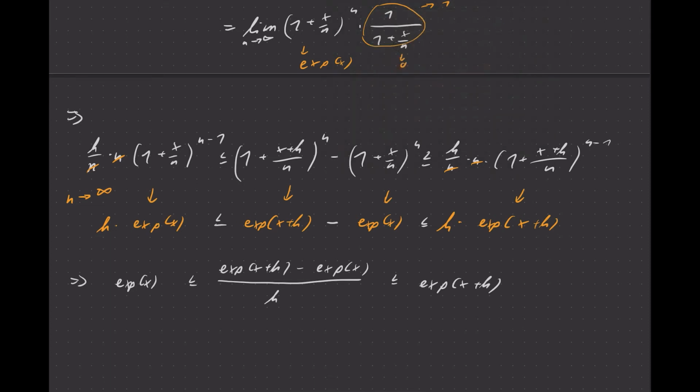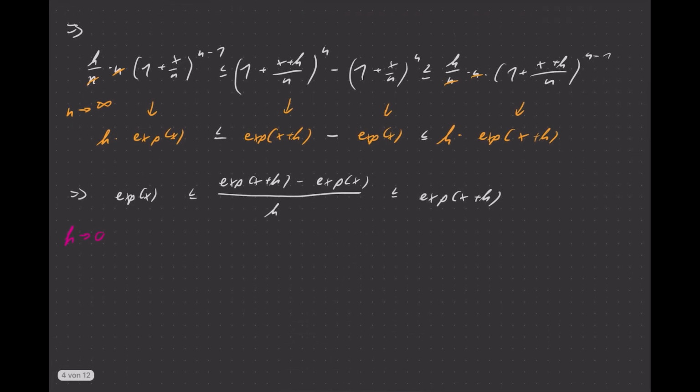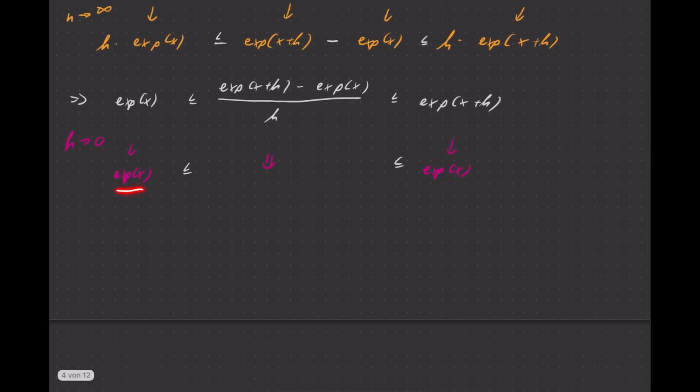So if we do that, next step, take the limit as h goes to 0. What we get then is, well, this here doesn't change. We still have exp of x. It doesn't depend on h. This right bound here tends to exp of x, of course. And this middle bound here, we can then conclude that the limit in the middle exists and is equal to those two values here, because the expression in the middle is sandwiched between those two.